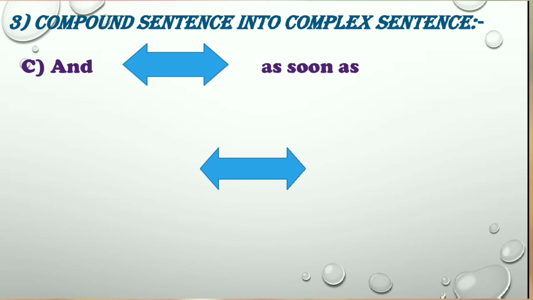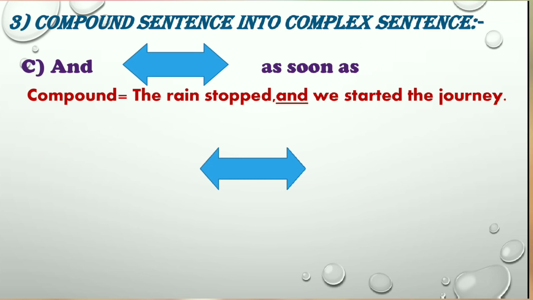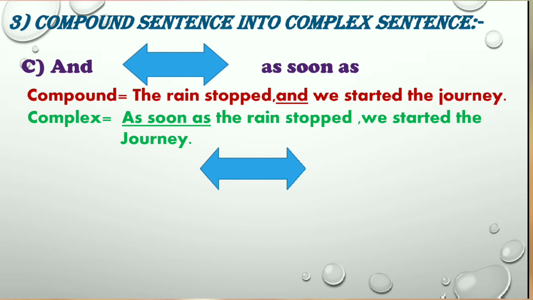Now there are some other ways also. If and is there in a compound sentence, you can change it and use as soon as to make a complex sentence. Example: The rain stopped and we started the journey. Now our complex sentence is: As soon as the rain stopped, we started the journey. So we remove and and use as soon as.